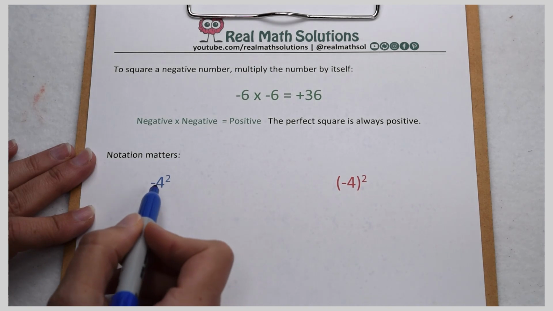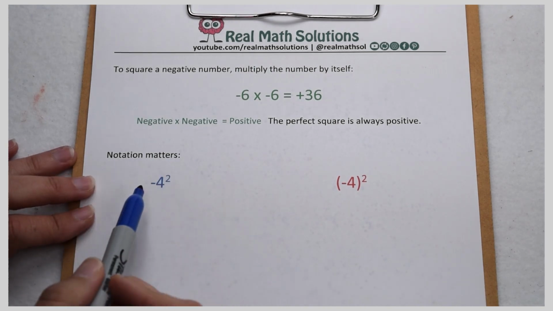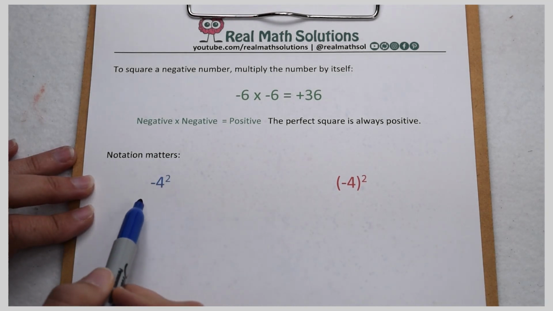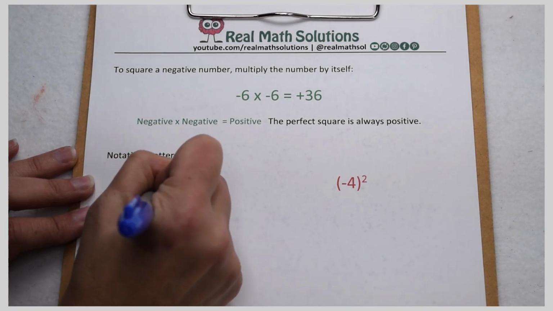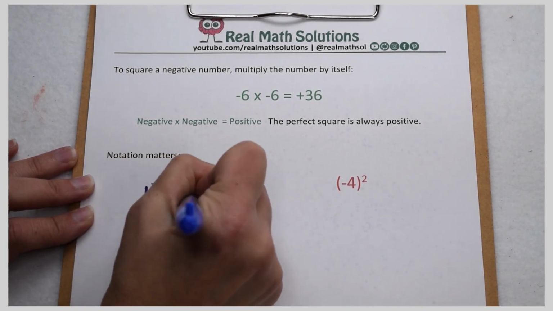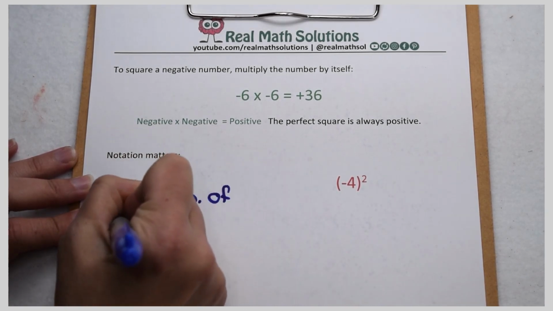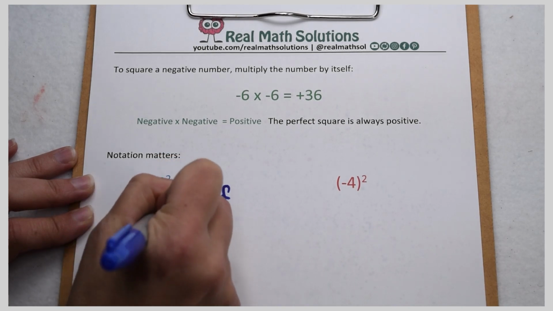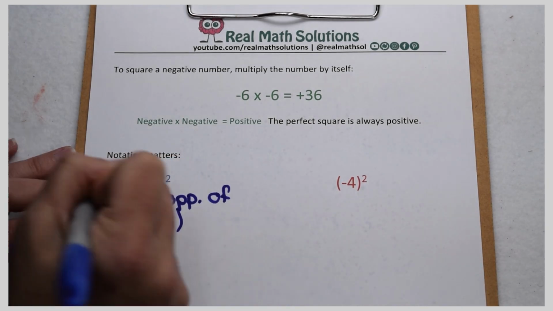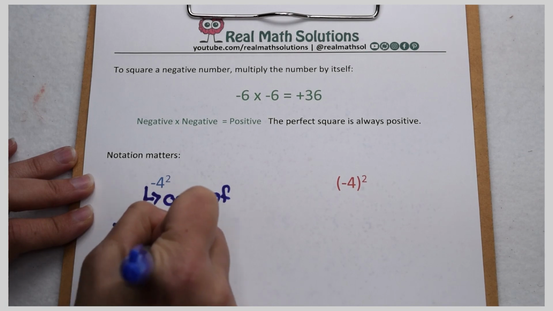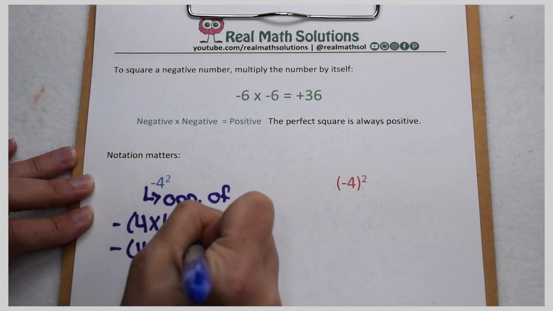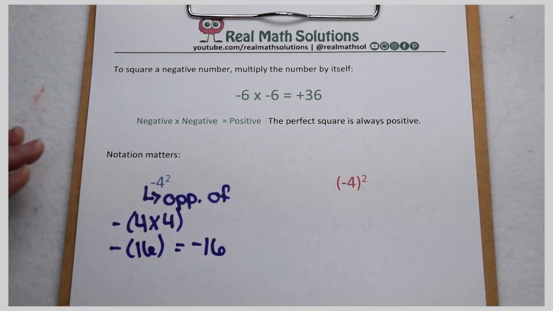Now, when we start using exponents, notation matters. Here we have negative 4 squared with no parentheses. Well, in this case, that negative sign means the opposite of 4 squared. So that would mean the opposite of 4 times 4. Well, 4 times 4 would be 16, so that would be the opposite of 16, which would come out to give us a negative 16.